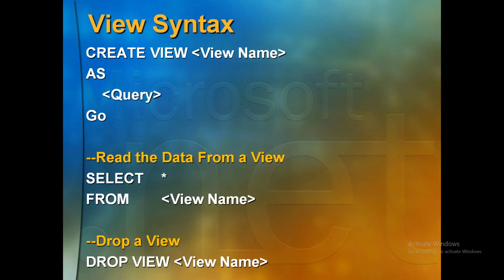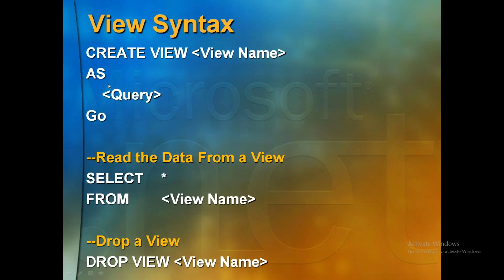You should know how to call the view, that is, read the data from the view. Select star from the view name. So you can write a table name here, and you can also write the view name here. So views can be called as part of a select. That is the beauty. To drop a view: drop view, view name.